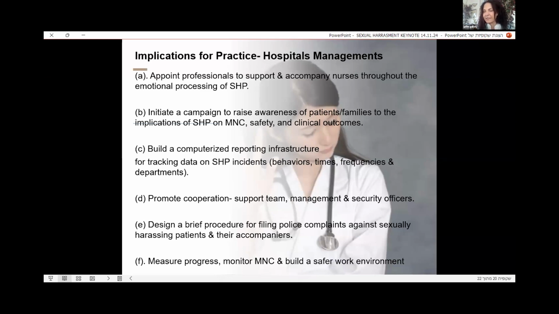Build a computerized reporting infrastructure. Since this is an elusive topic, there is no collection of data about it in hospitals. There is no infrastructure to track data. If we have a computerized reporting system, we can track the data, know when the incidents happen, where they happen more, what are the behaviors, what are the times, what are the frequencies, and be able to monitor how we progress towards a much safer work environment for nurses and female clinicians.